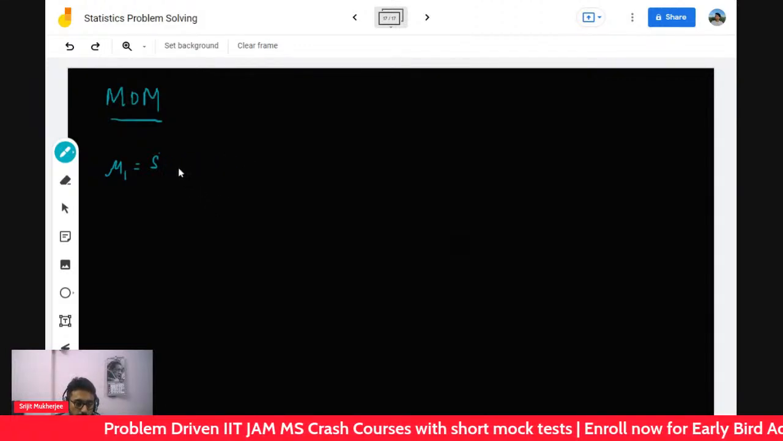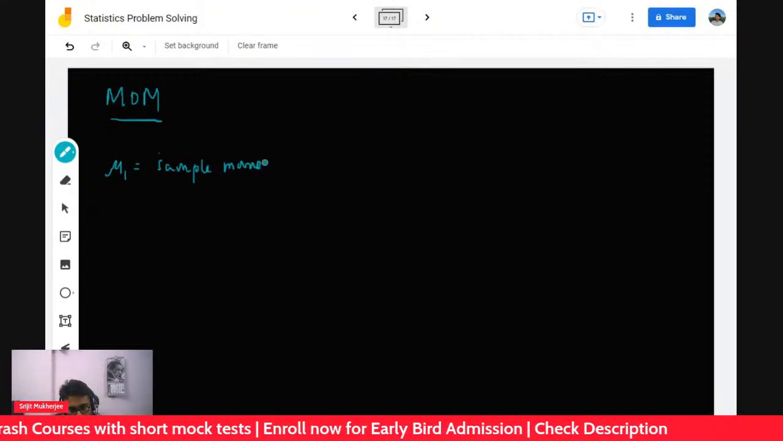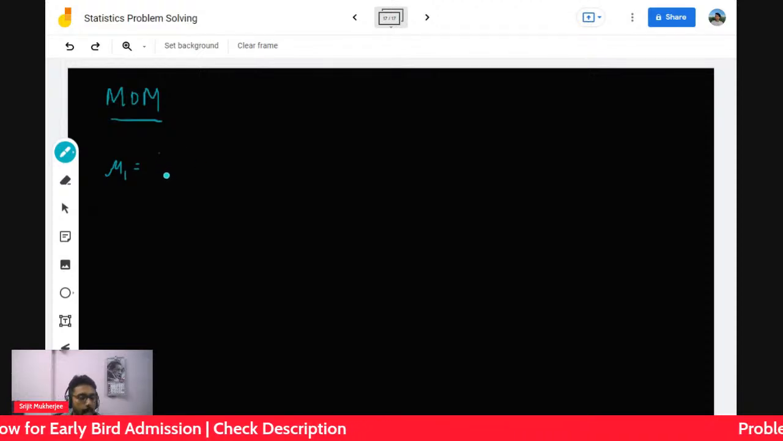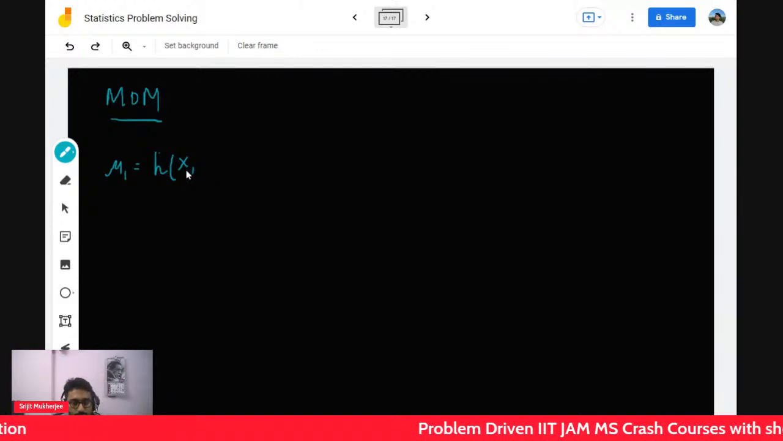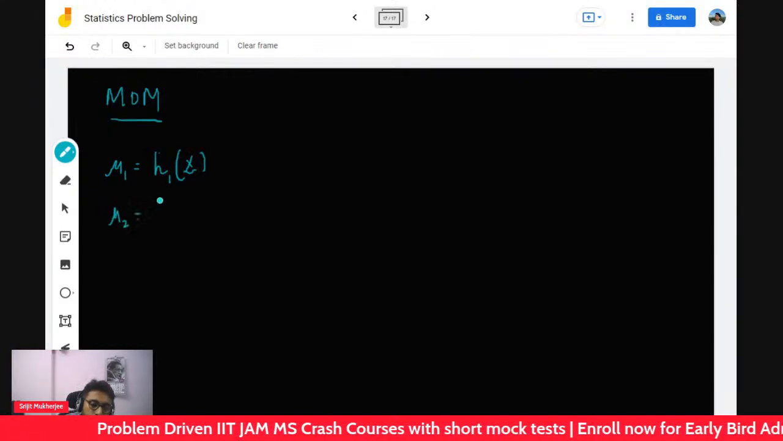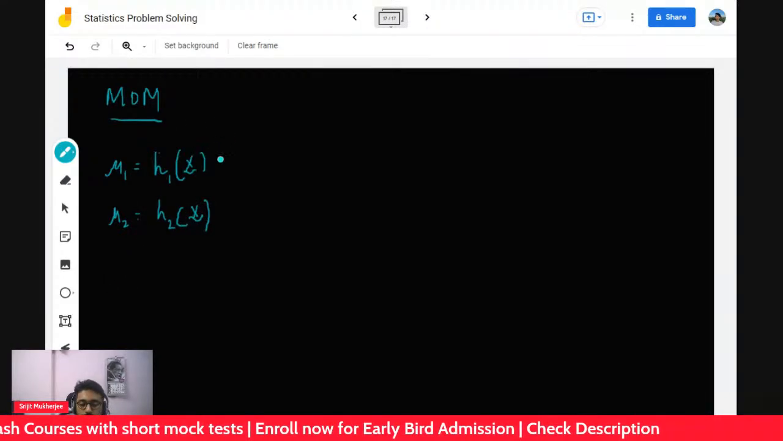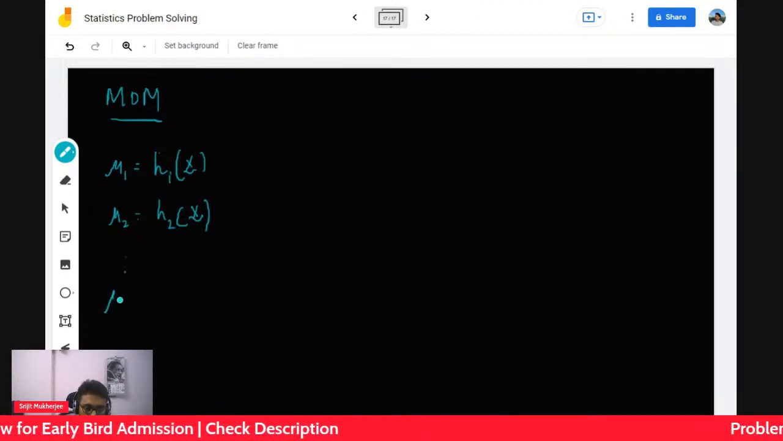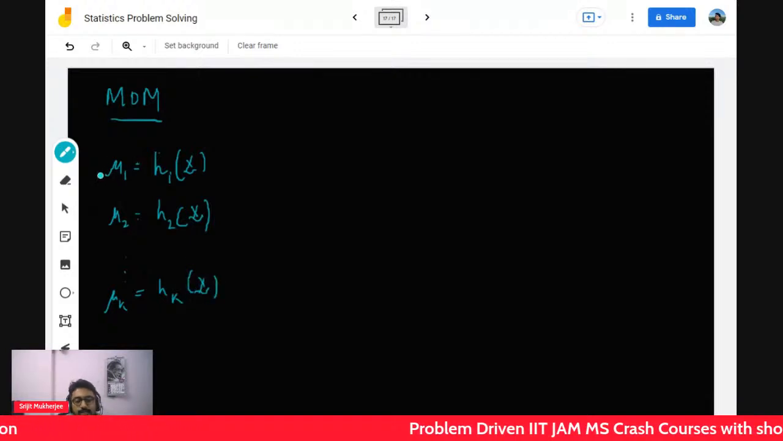Wait, the sample moment. How do I represent it? Let's say mu1 is a function of theta, h1(theta). Mu2 is nothing but h2(theta), which contains the parameters also. And let's say we go till mu k, which also contains the parameters.